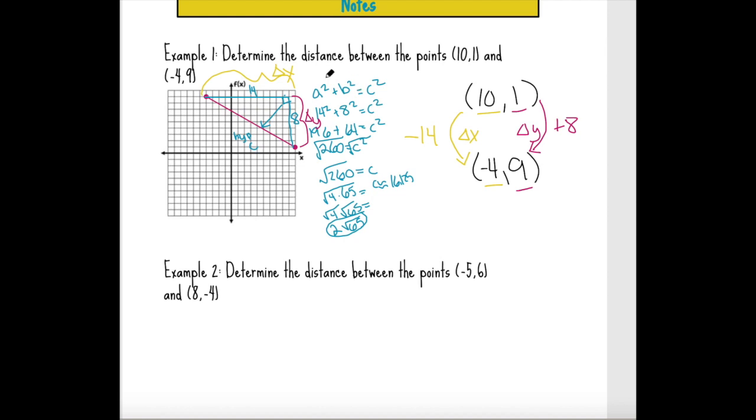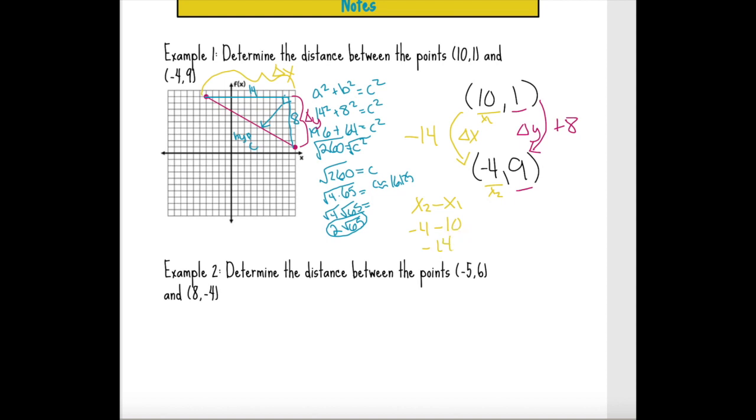So to find their difference, let's start with the x: x2 minus x1. You've seen this before when you're using slope to find how much they change by. We're doing the same process here, but instead we're using it to find the distance of the diagonal. x2 is going to be the point that we wrote second. So this here is our x2, and this will be our x1. So I'm going to do -4 minus 10, which is -14.